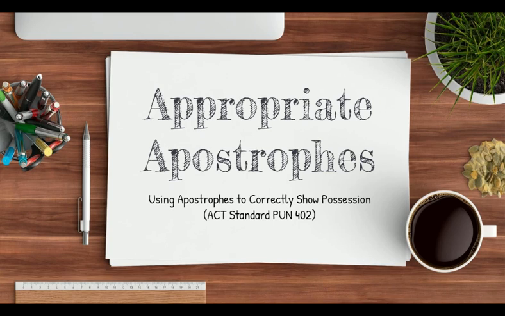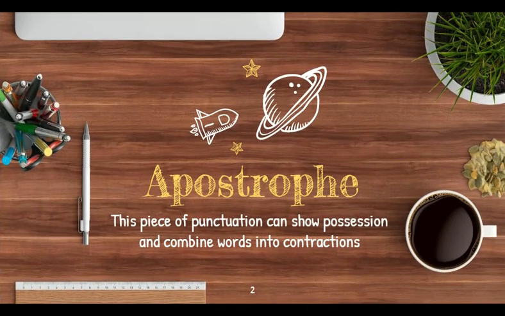Okay, so with no further ado, we start with appropriate apostrophes. Gotta love the alliteration. So, we're going to look at how to use apostrophes to correctly show possession. Apostrophes can also be used for something else, but we'll look at that later. Specifically, this is ACT's standard punctuation 402 in the English standard list for ACTs, so you can absolutely trust me that this is a valuable ACT skill. So let's get into it.